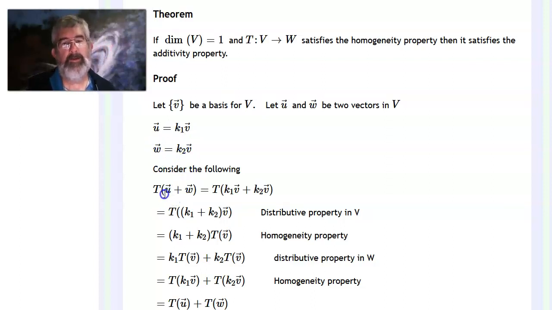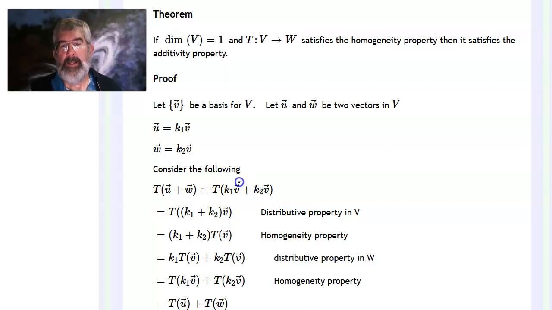Now, consider the following. I want to know what is T of u plus w. I want to show that it has the additivity property. So I want to show that T of u plus w is equal to T of u plus T of w. So let's see how that works. Well, T of u plus w, I'm going to replace u by k1 v, and I'm going to replace w by k2 v, which is what they are.